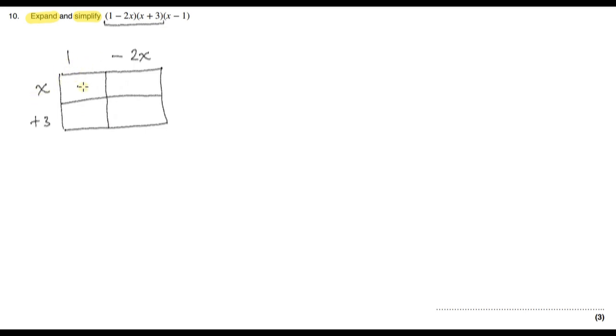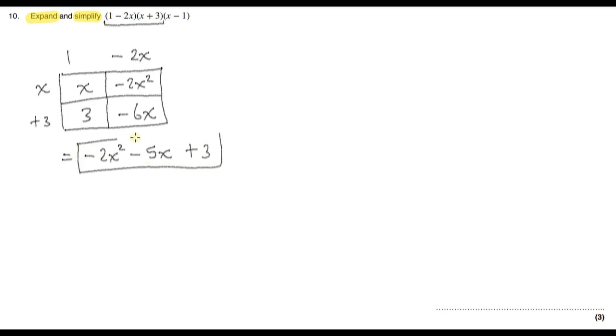1 times x, that's x. Negative 2x times x is negative 2x squared. 1 times 3, that's just 3. And then negative 2x times 3 is negative 6x. So if we write this out, and I'm going to simplify as well. So we've got negative 2x squared. And then if we simplify these two terms, x minus 6x, that's going to be negative 5x. And then we've just got plus 3. So now I've got my expression from the first set of brackets.